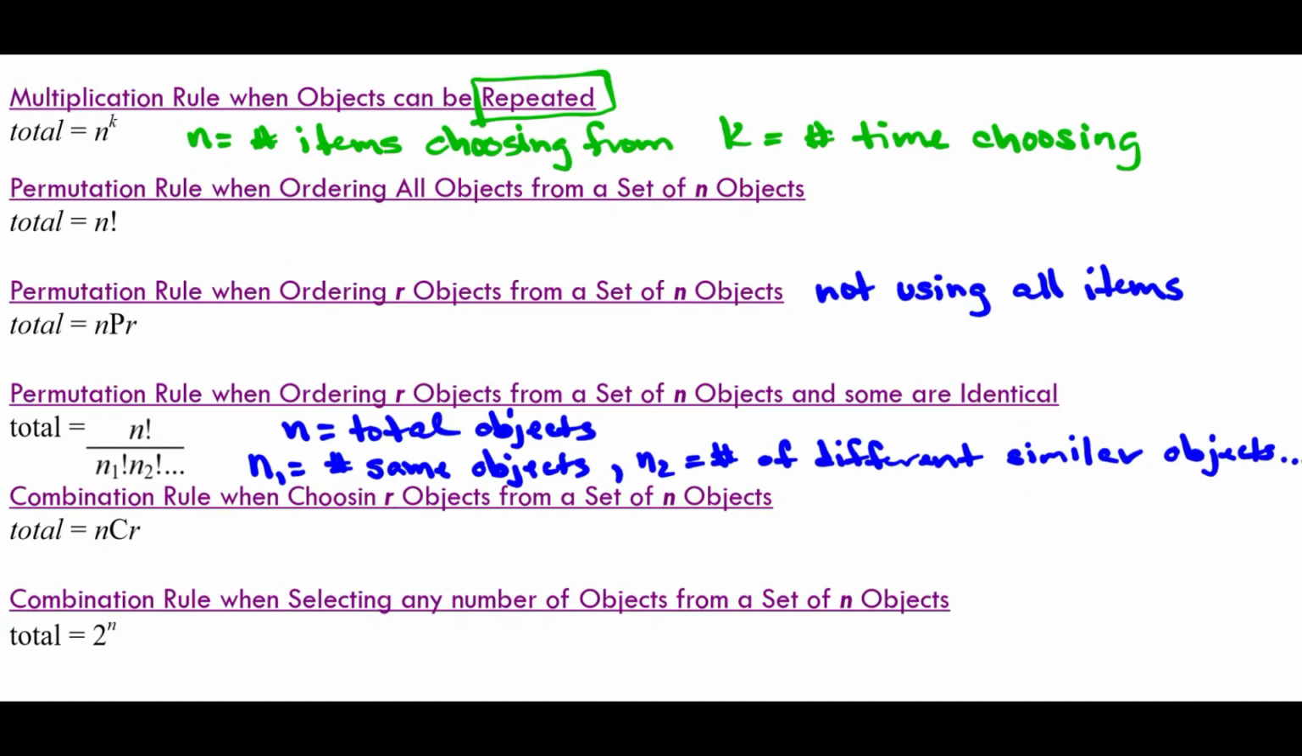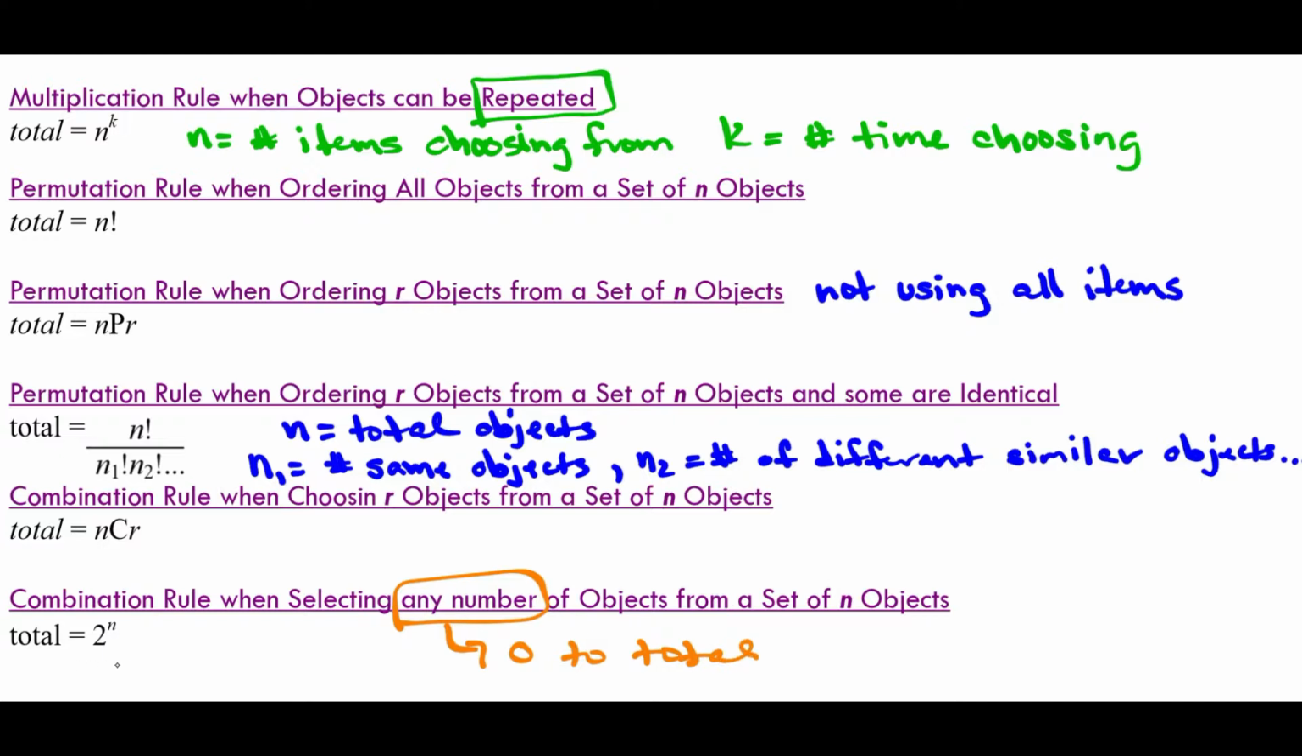Then we have 2 sort of situations where we're talking about combinations. So the combination rule, remember combination means the order doesn't matter when we're choosing r objects from a set of n objects. So then this is the nCr. So again, n is my total number of objects that I'm choosing from, and r is the number of times that I'm choosing. And then we have the combination rule when selecting any number of items. So remember, this is 0 items to the total number.